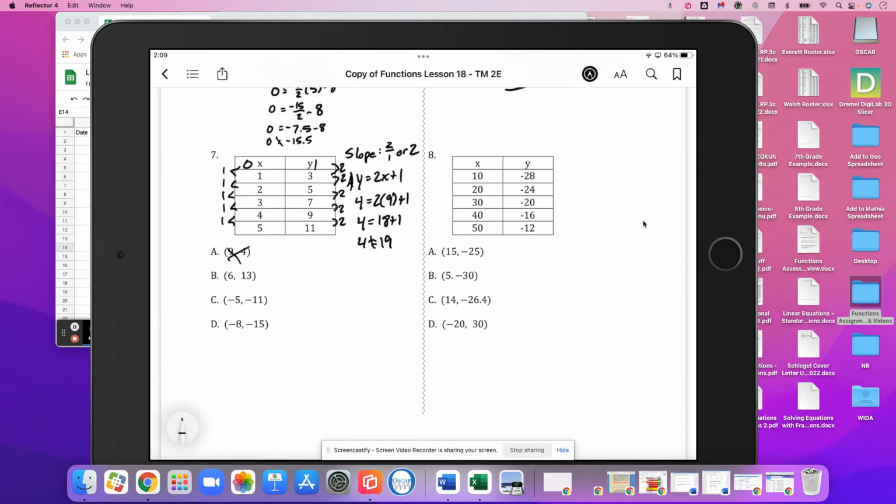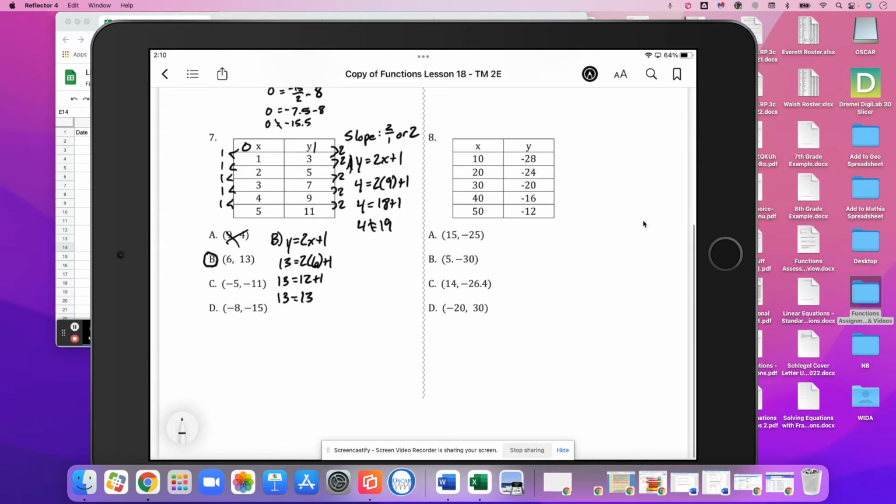So A is out. B, y equals 2x plus 1. 13 equals 2 times 6 plus 1. 13 equals 12 plus 1. 13 equals 13. It sure does.